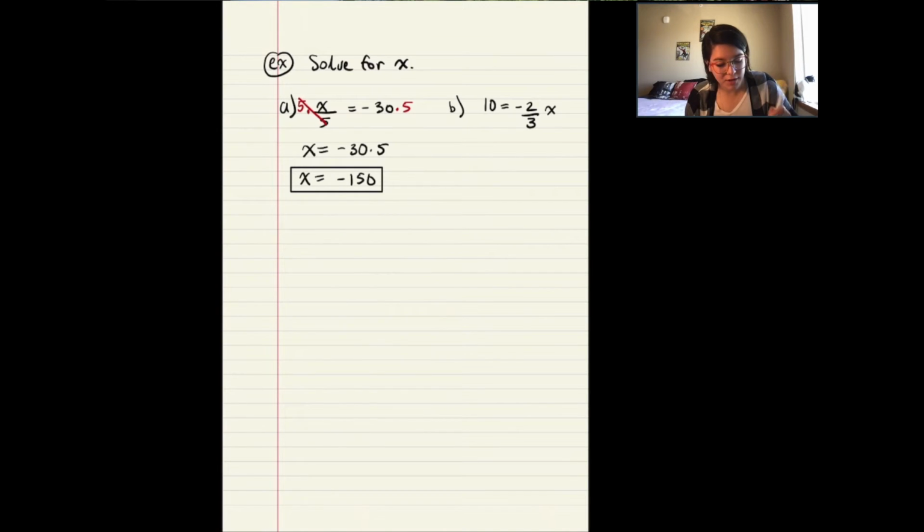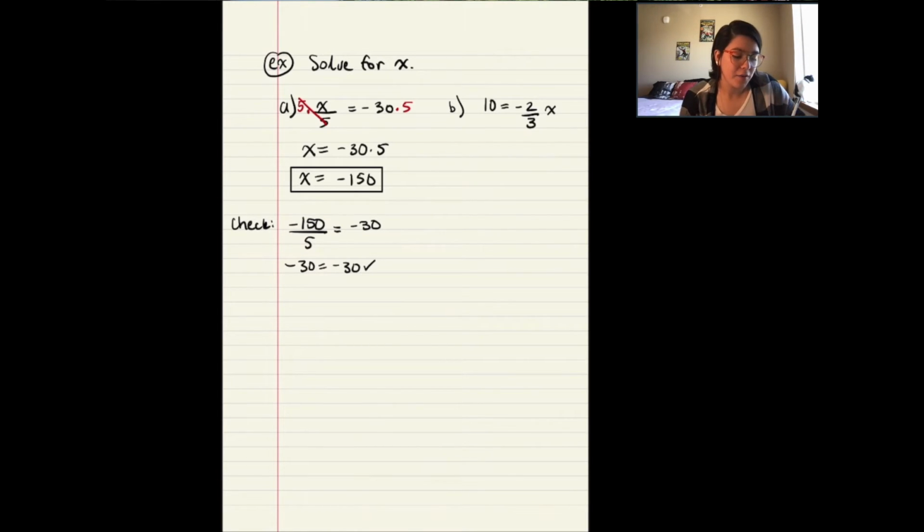And again, we can always check and make sure this works. We can plug negative 150 back in for x, so we have negative 150 all over 5 is equal to negative 30, which indeed is true. So that works. For B, we have 10 is equal to negative 2 over 3 times x.